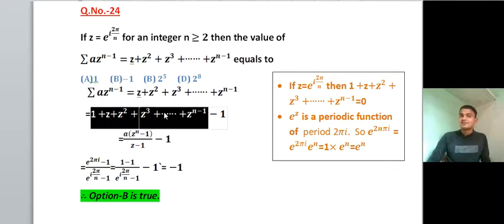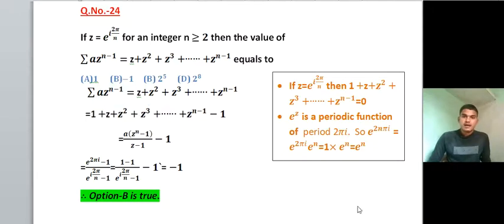a, ar, ar squared, ar cubed. Here a is equal to 1 and r is equal to z. Here 1 is the first term, r, that is z, is the common ratio, and n is the total number of terms of the series. So this is the formula.